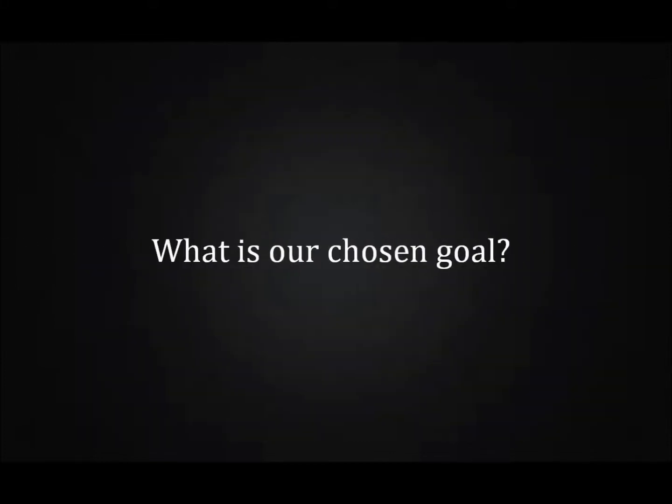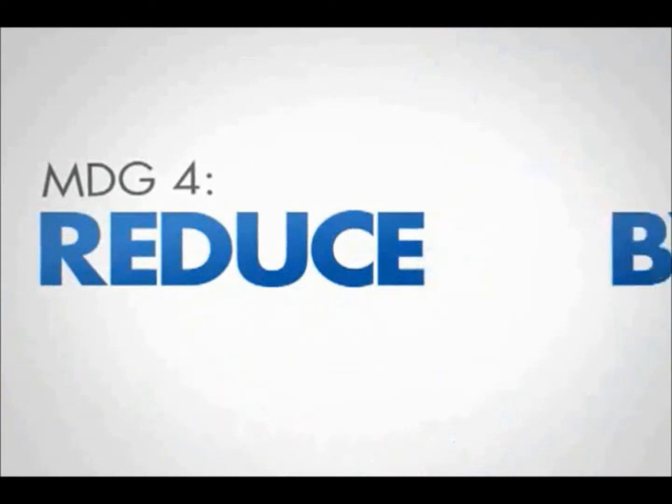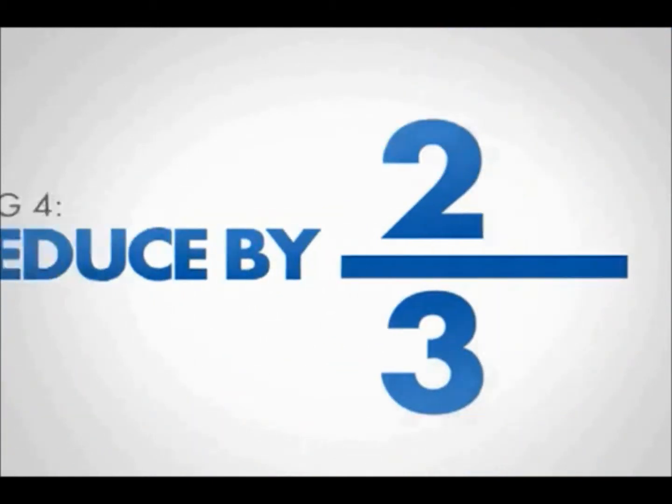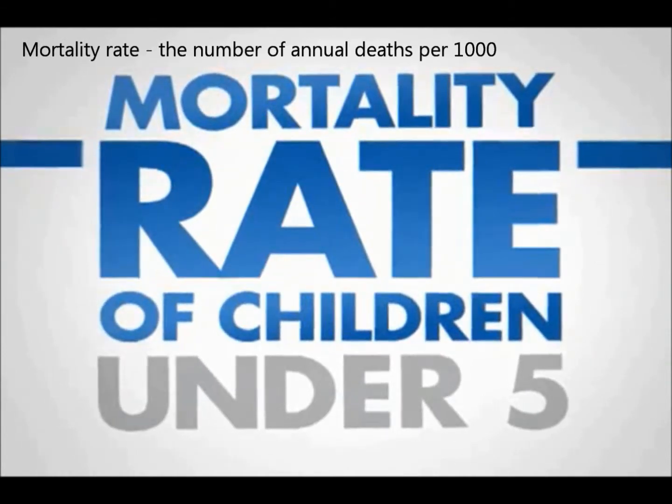Among the 8 international development goals, our chosen goal is the 4th one. Goal 4 is to reduce by 2/3 between 1990 and 2015 the under-5 mortality rate, where mortality rate means the number of annual deaths per 1,000 lives. More specifically, this goal aims to reduce the child mortality rate, which was 93 of every 1,000 children dying, to only 31 of every 1,000.